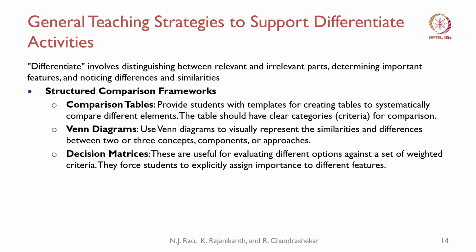Then you can use Venn diagrams. Use Venn diagrams to visually represent the similarities and differences between two or three concepts, components and approaches. This is one of the tools. If it is necessary, use it. Otherwise, you don't have to use all of them. And then you have decision matrices. These are useful for evaluating different options against a set of weighted criteria. They force students to explicitly assign importance to different features.